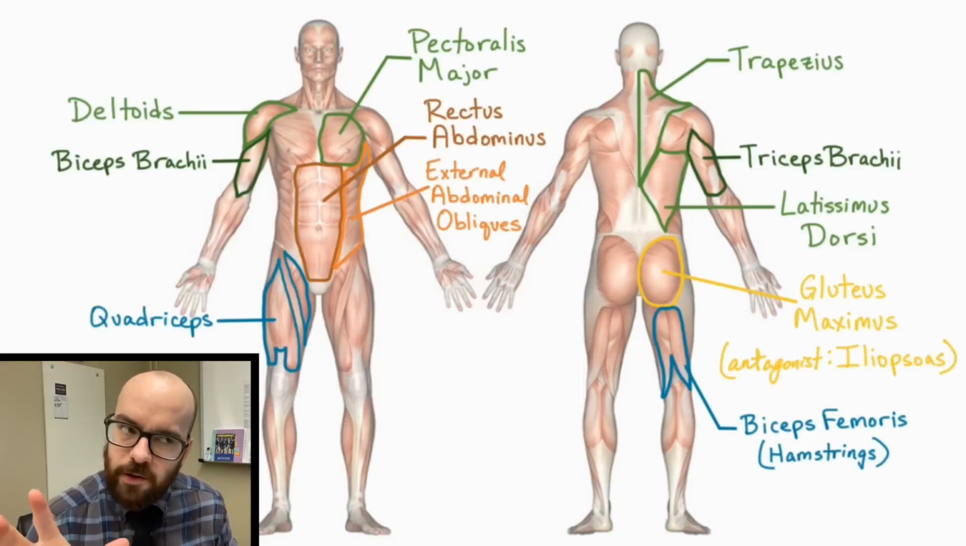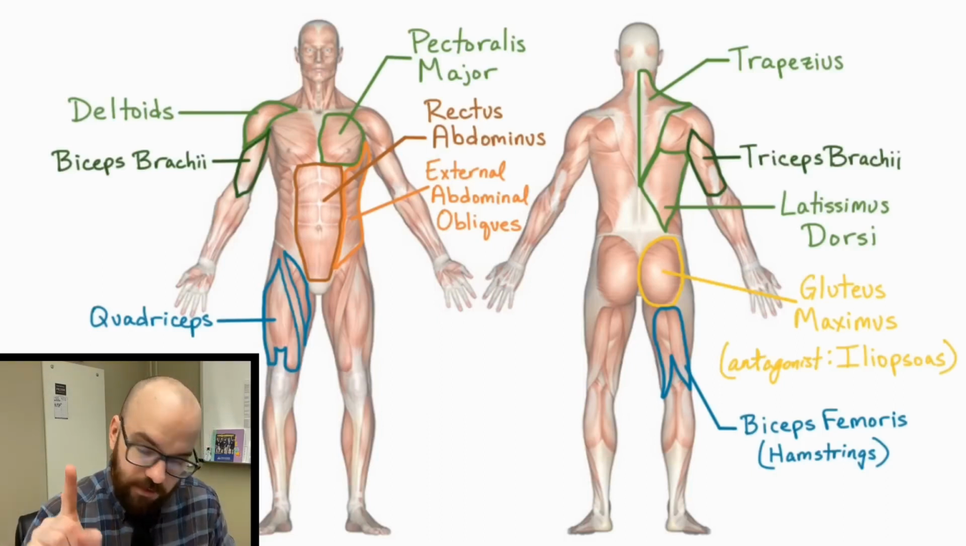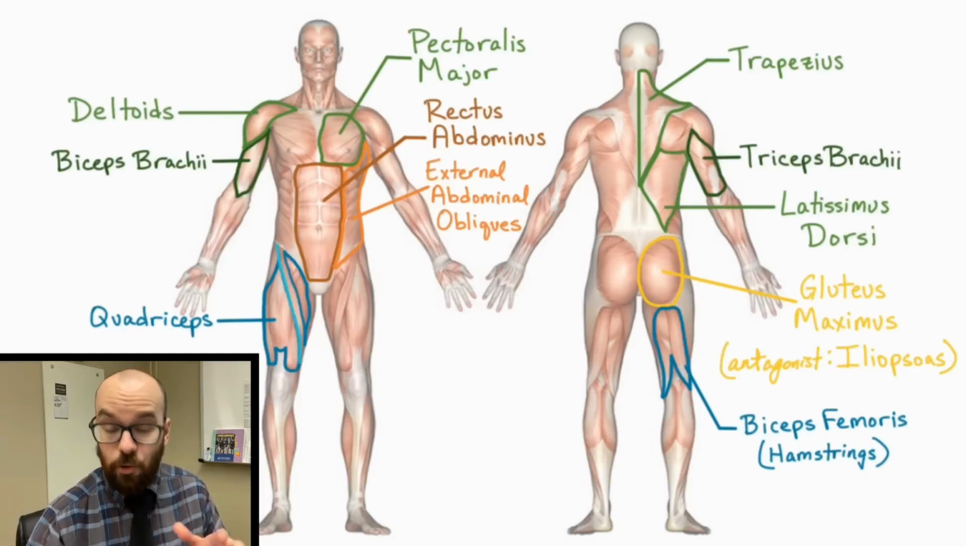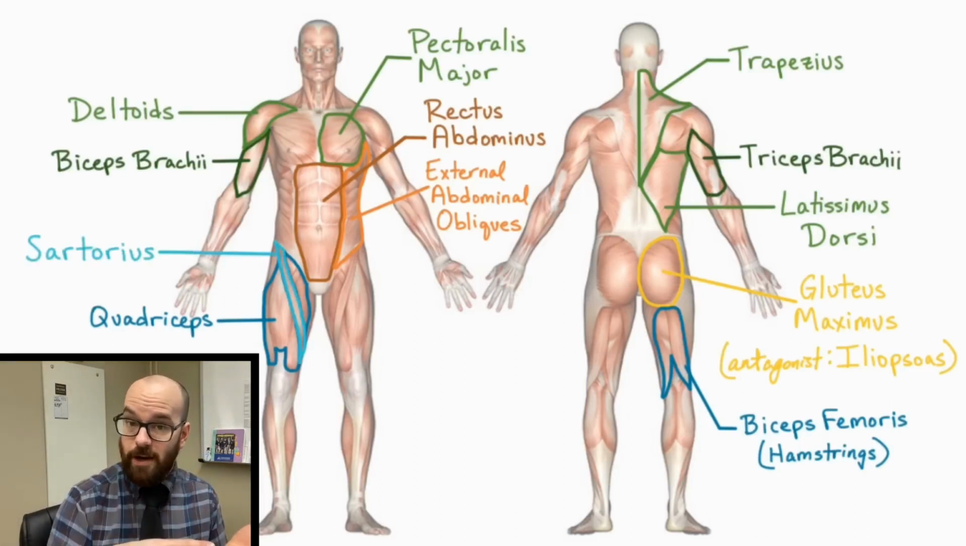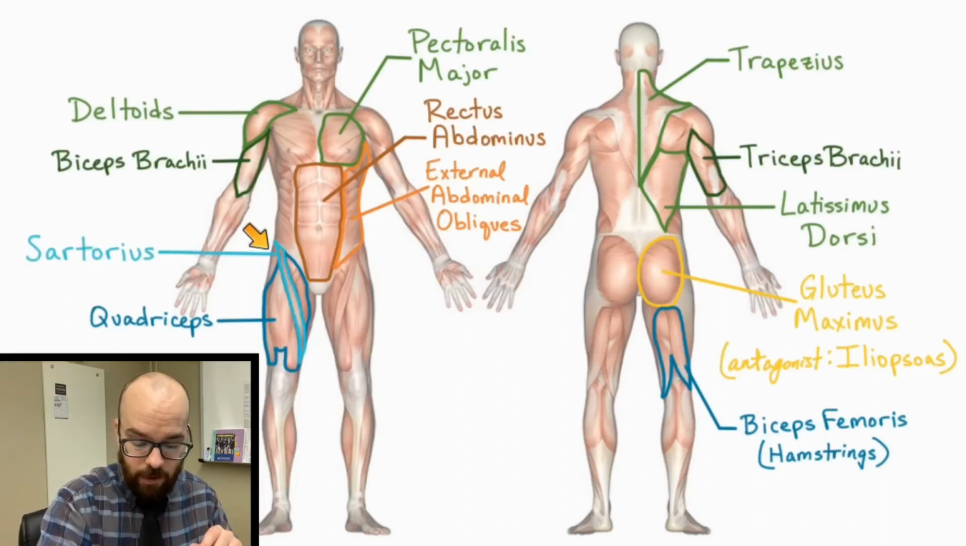Now we've got another muscle here that maybe doesn't belong on this list, but I think it's a cool muscle, and that's called the sartorius. The sartorius is actually the longest muscle in the body, and it's going to connect from the lateral part of the pelvis right here down to the medial part of the tibia.